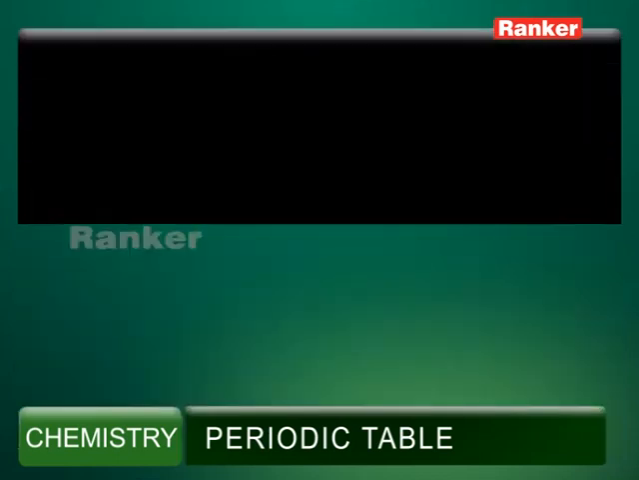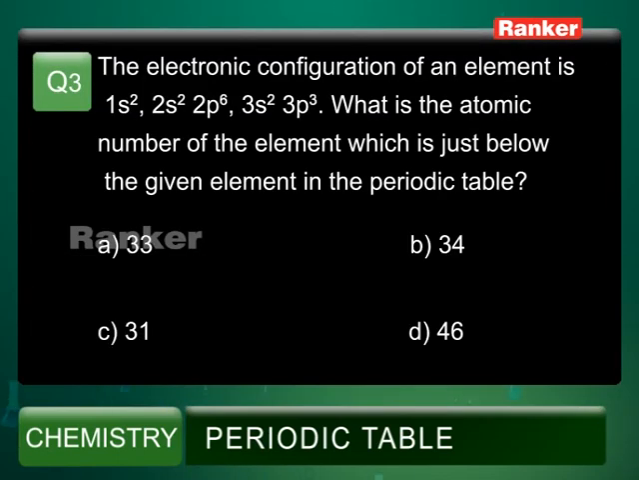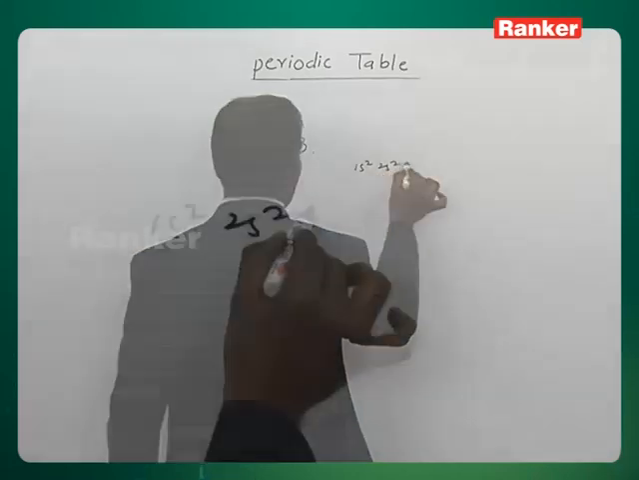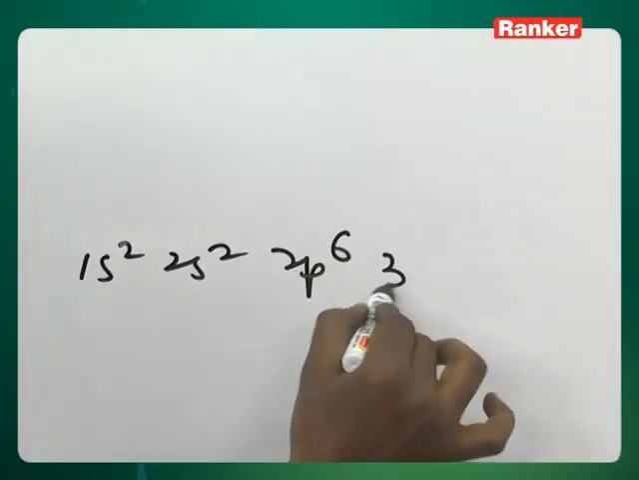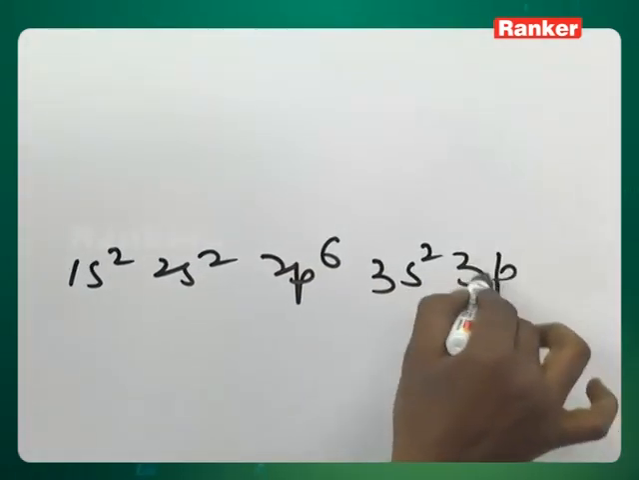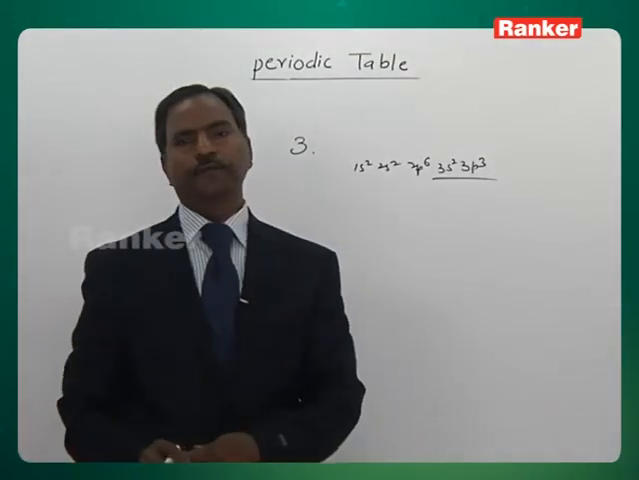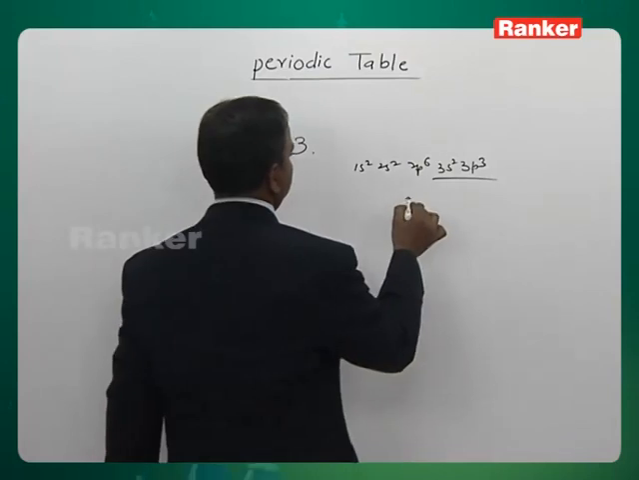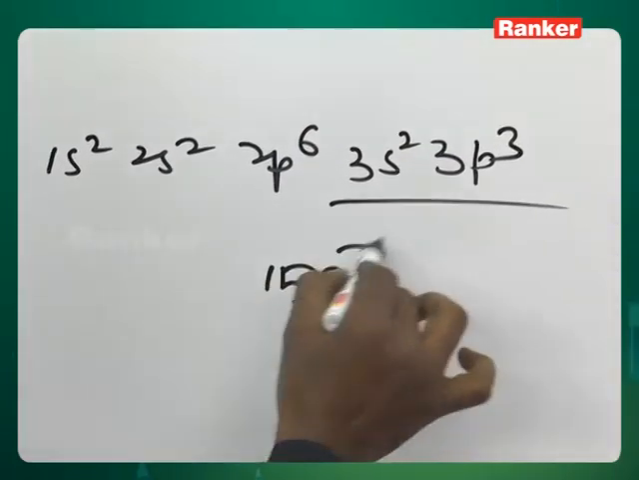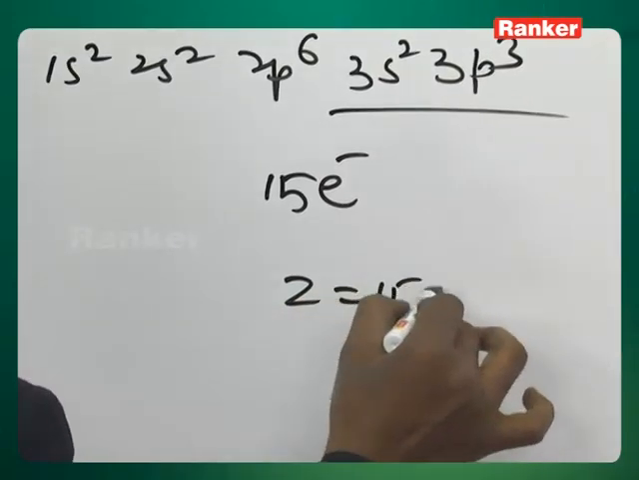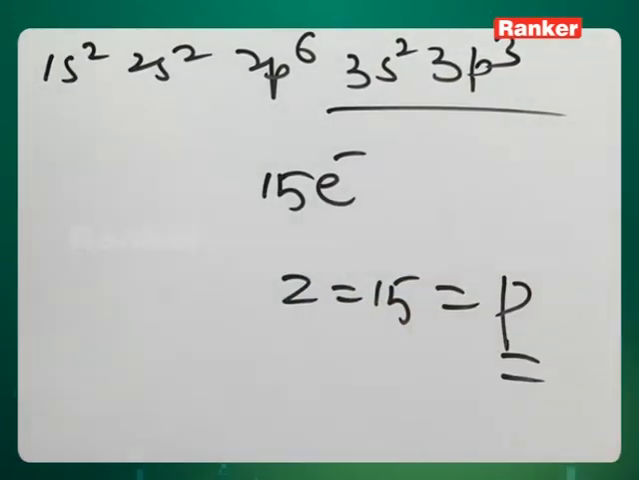Question number 3, the electronic configuration of an element is 1s2, 2s2, 2p6, 3s2, 3p3. See how many electrons, check it, 15 electrons. Then 15 electrons means Z is equal to 15, that will be phosphorus.